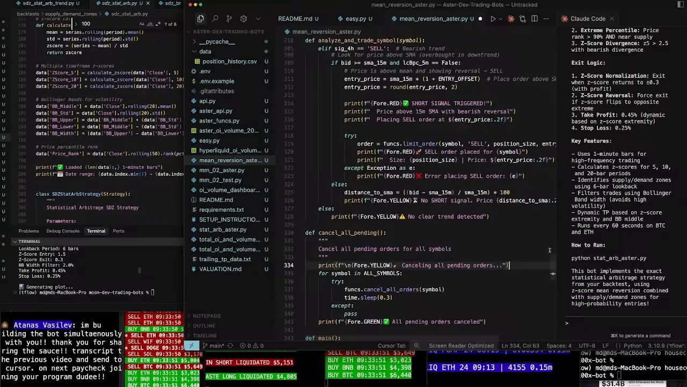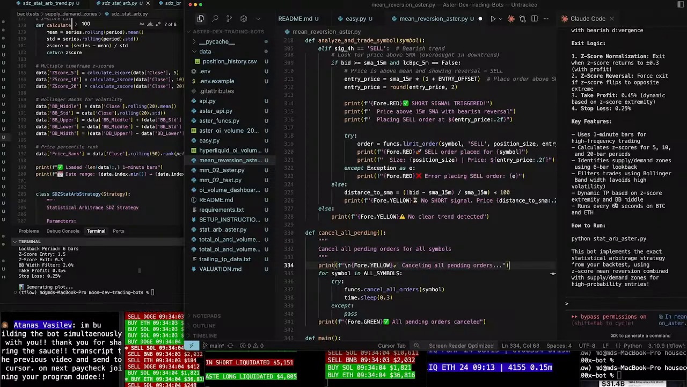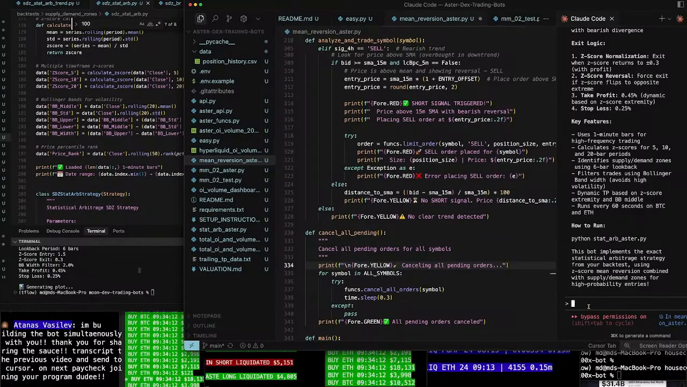Okay, so let's see what else. Identify supply and demand zones using 6 bar look back. Filters trades using Bollinger width, avoids high volatility. Dynamic TP based on Z-score extremity and BB middle. Runs every 60 seconds on BTC. How to run. Can you double check that everything is exactly like the backtest shows?